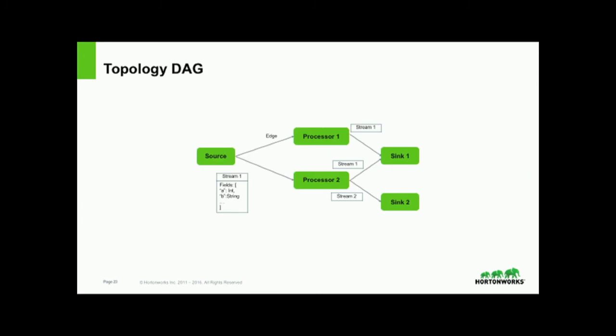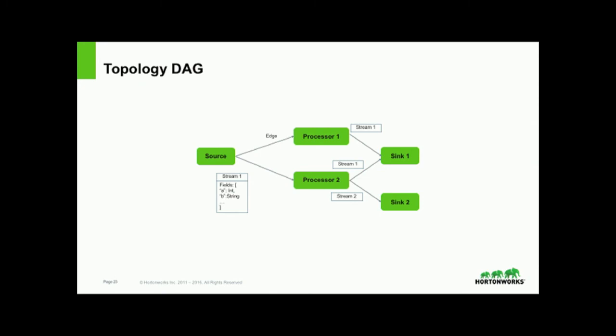So the DAG is fairly straightforward. You have a set of sources, processes, and sinks. Those are the three main components in SAM, and they are connected via edges. Sources and processes can have one or more output streams. A stream is a logical channel of output with a defined schema.